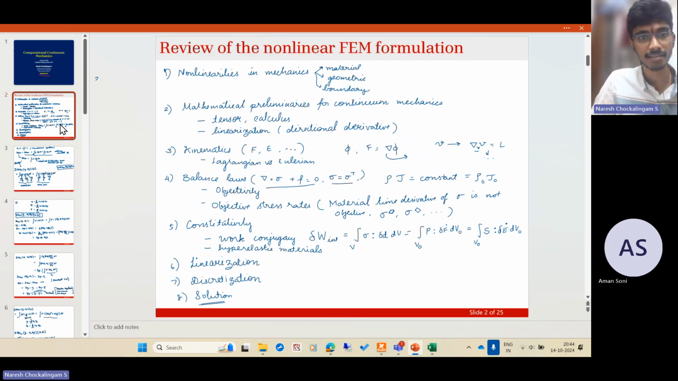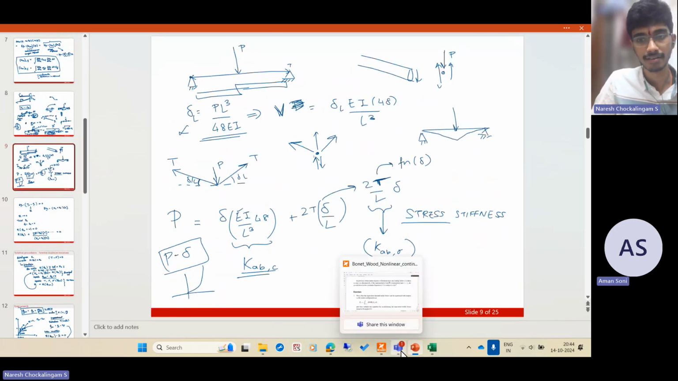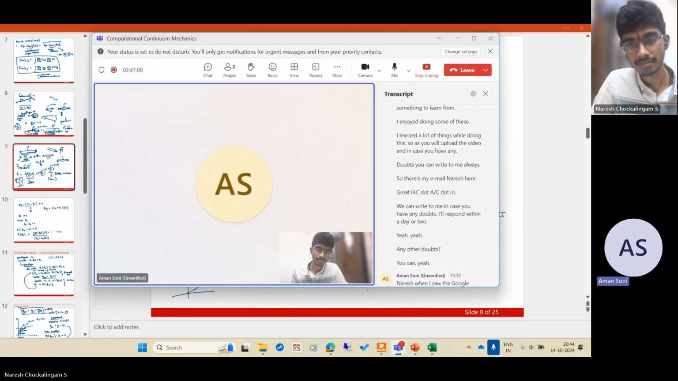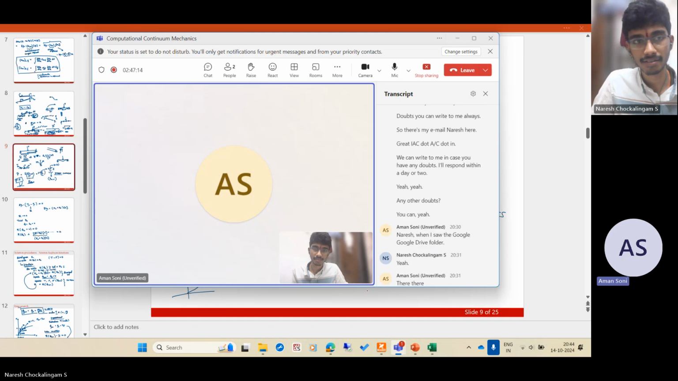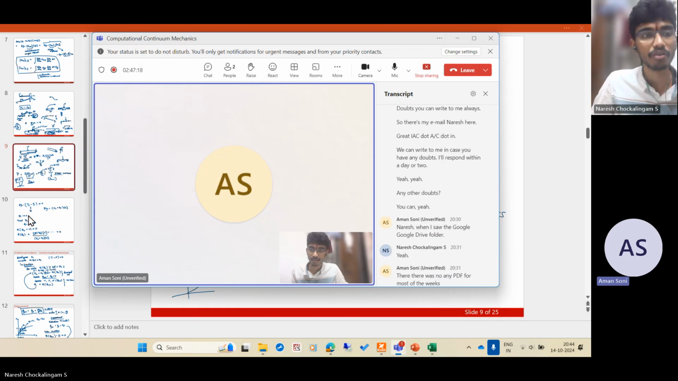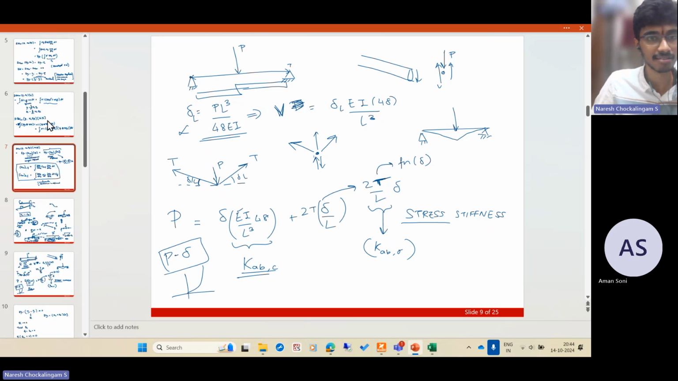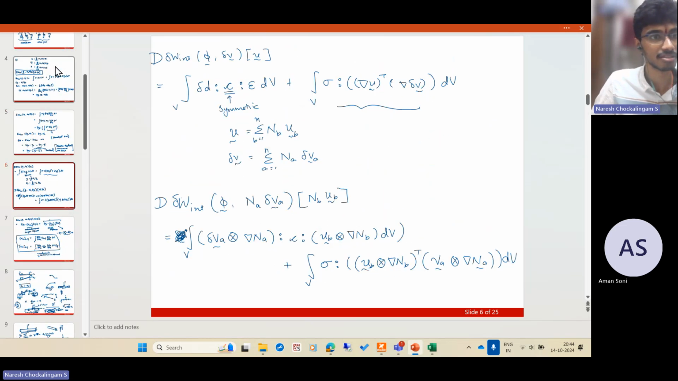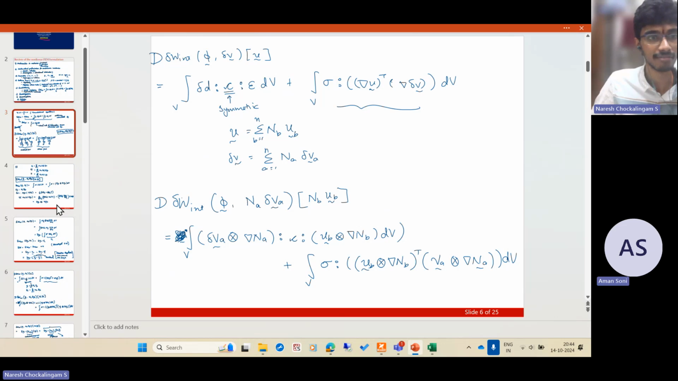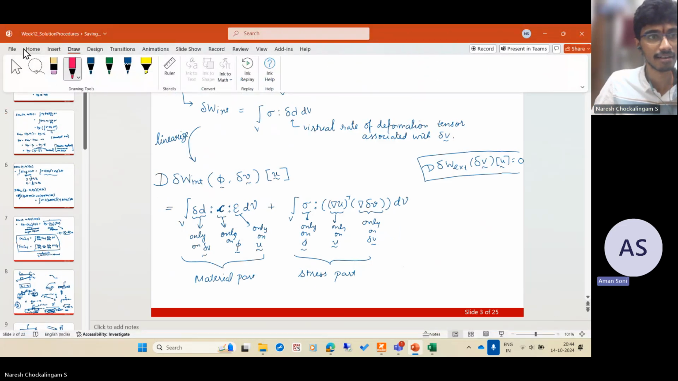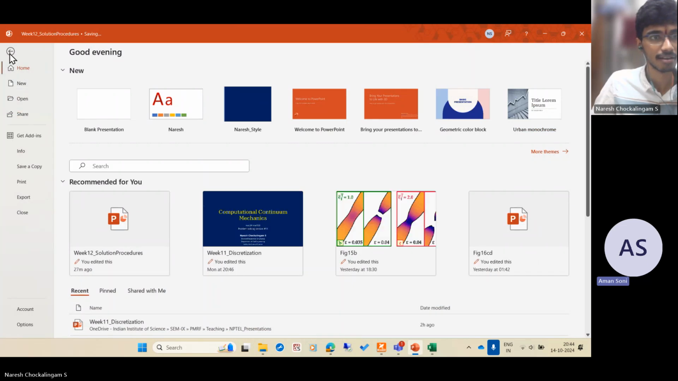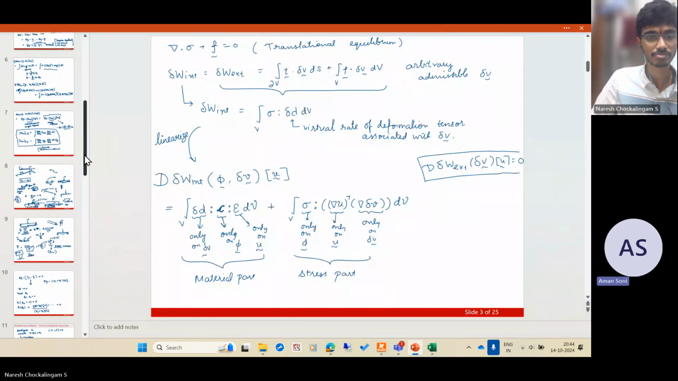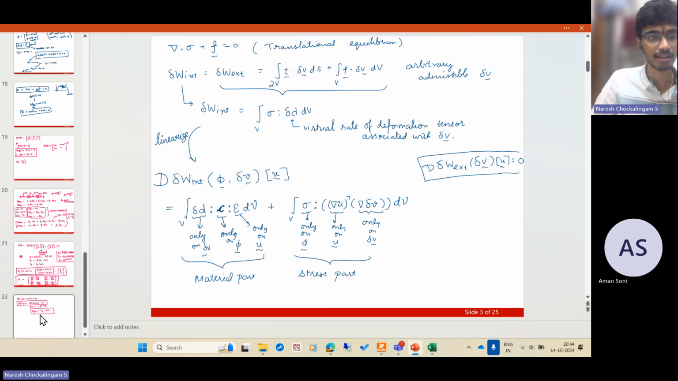Any other doubts? Naresh, when I saw the Google Drive folder, there were no PDFs for most of the weeks. Oh yeah, I didn't upload them because mostly it was scribbled like this, so I couldn't put that in place. But if it is useful, I can put it. Please upload these PDFs on the Google Drive folder. And one more thing, this was the last problem solving session, as you told. Yes, this will be the last.